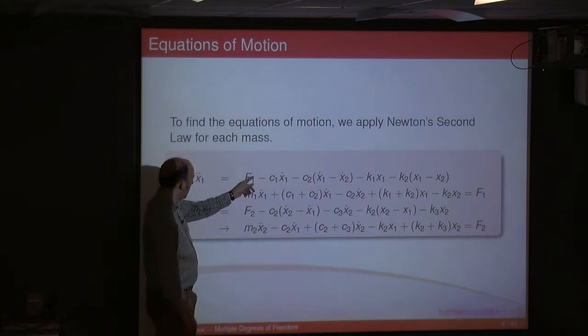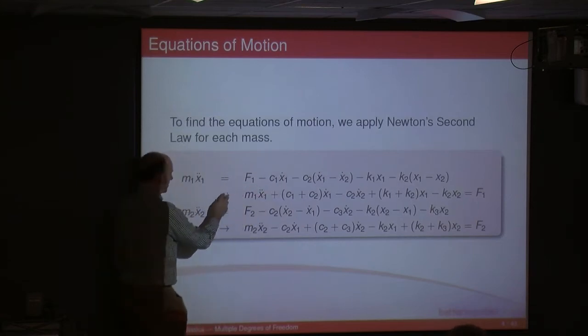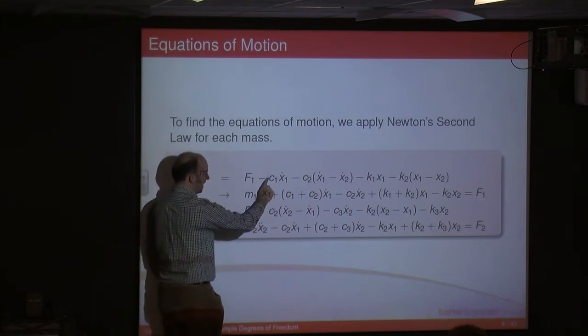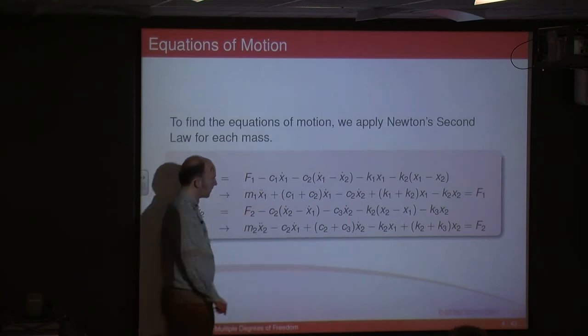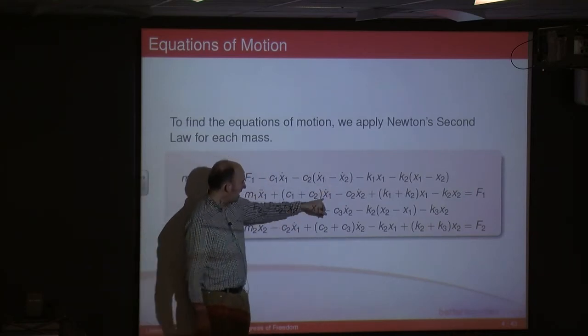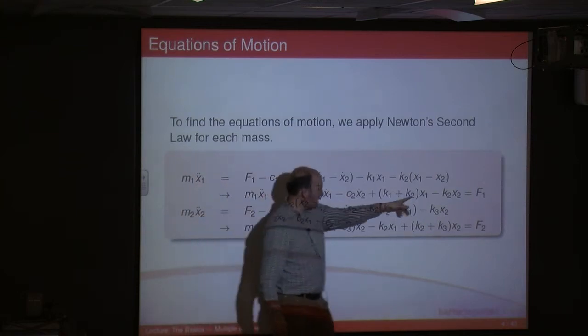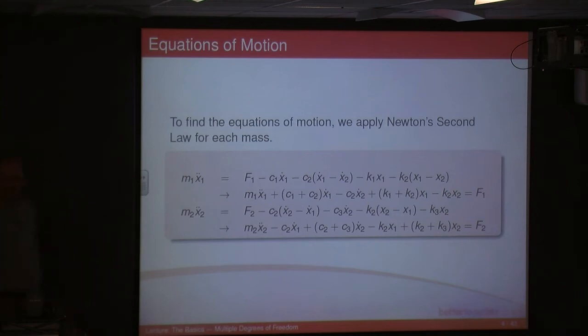And so what I've done in this line is I've just rearranged it. I've put all the terms with x and x dot over onto the same side as the mass times acceleration. So all those minuses become pluses over here, and I've multiplied out some of these terms. So I've grouped them in terms of x1 dot, x2 dot, and x1 and x2, and then obviously F1 is on the other side.